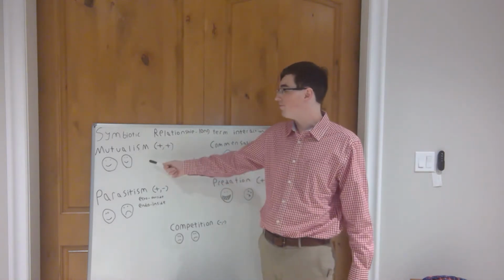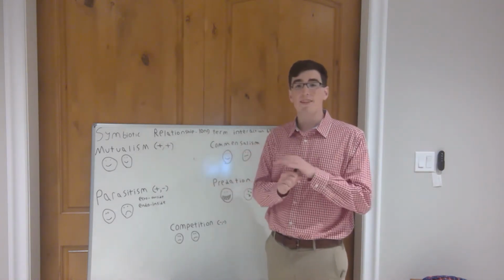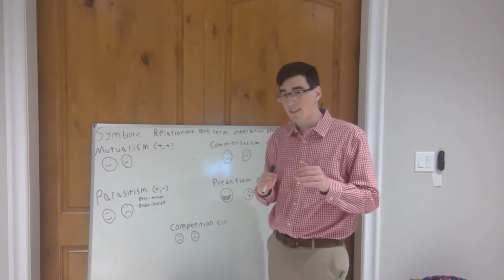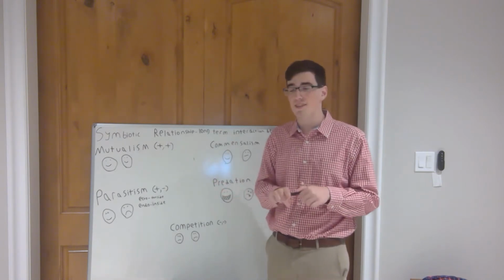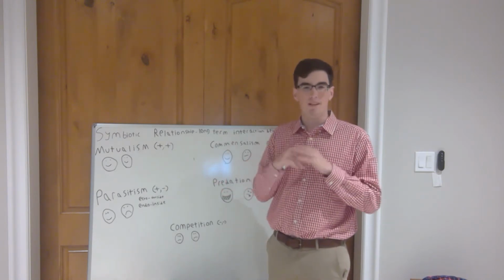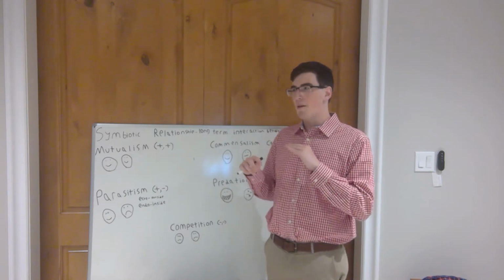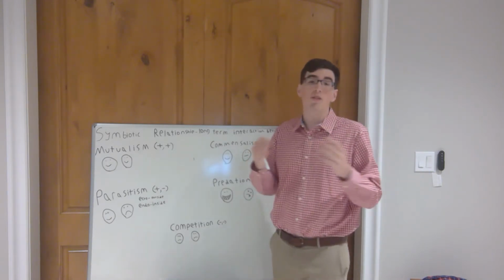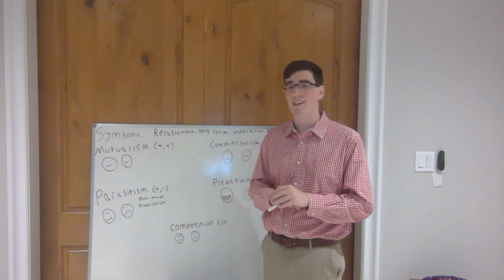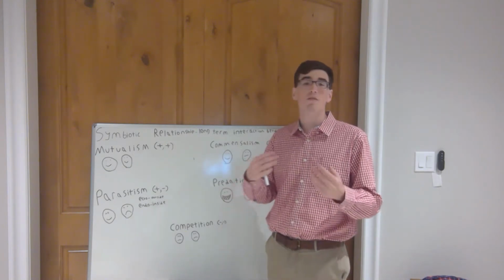It is mutualism. Mutualism. This is where both benefit. It is mutually beneficial. Think of them as teammates. You know, they love each other. This is peanut butter and jelly. This is you and your dog. You provide care. You provide food for your dog. Your dog gives you love back.